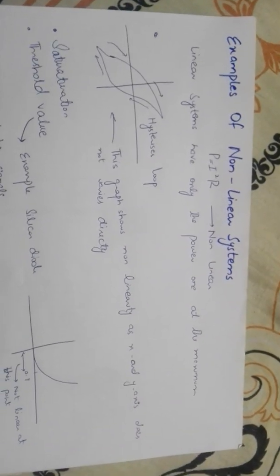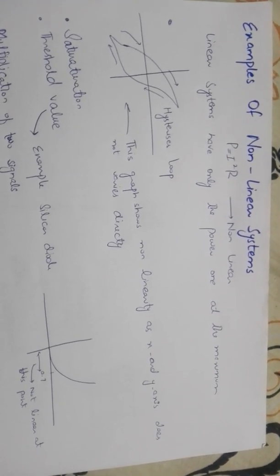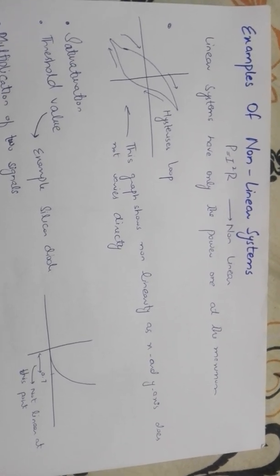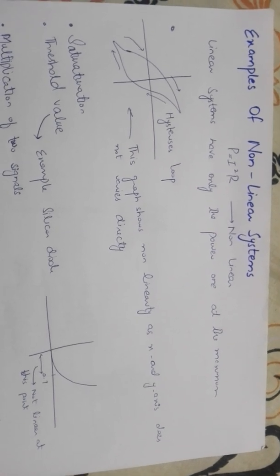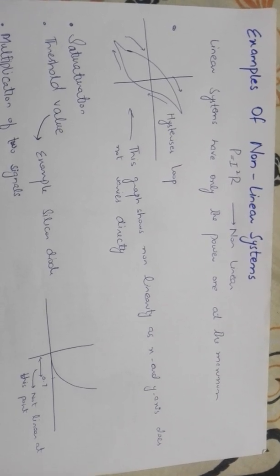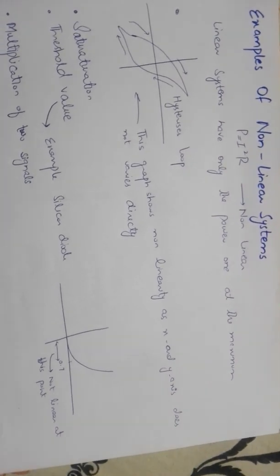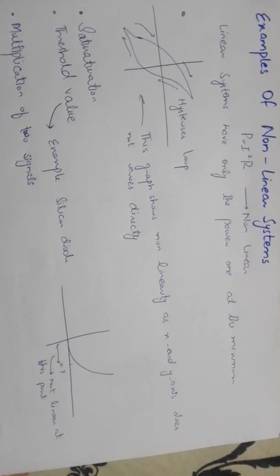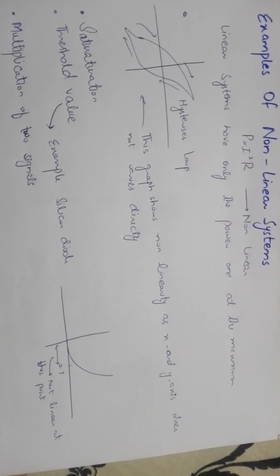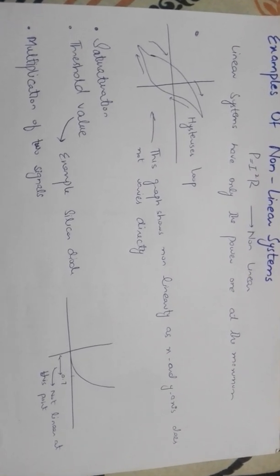Now consider some examples of non-linear systems, like power is equal to I squared R. This shows us that it is non-linear. How does it show us? Because every formula with a power greater than 1 shows that the system is non-linear. Linear systems have only power 1 at the maximum. Consider the hysteresis law. This graph clearly shows you that the system is non-linear as the x-axis and y-axis do not vary directly. Saturation is also an example of a non-linear system.